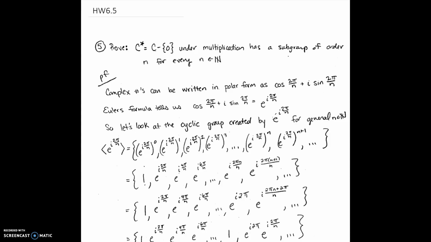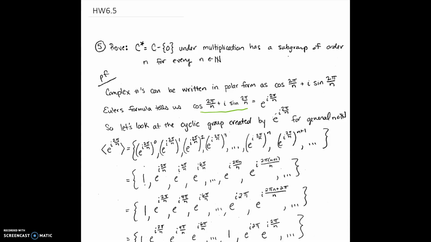So first, complex numbers can be written in polar form as cosine 2 pi over n plus i sine 2 pi over n. And then Euler's formula tells us that the polar form can be written as e to the i 2 pi over n. So we're going to look at the cyclic group created by e to the i 2 pi over n for general n that is a member of the natural numbers.